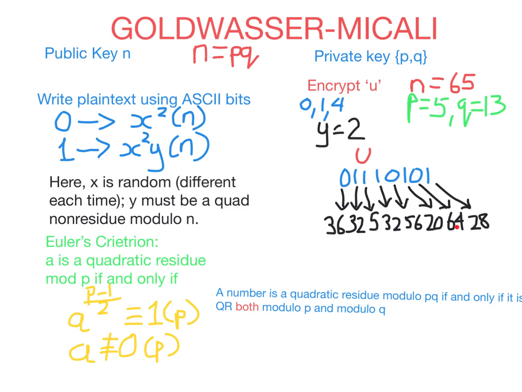For example, for this one, I squared 18, and 324 is equal to 64 modulo 65. And for each one, I squared a number again, but then multiplied it by 2. So I got this one here by squaring 12 and multiplying by 2. So I got 288, which is 28 modulo 65. So let's now look at how to decrypt this ciphertext.